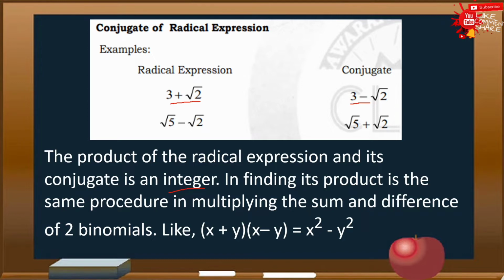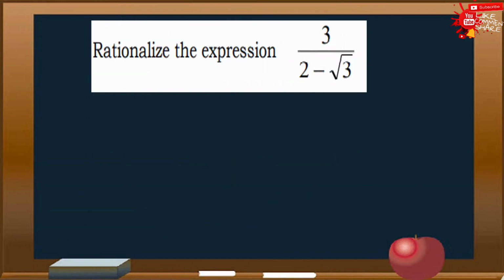At makikita po natin sa video na susunod kung ano yung magiging conjugate ng ating mga given na radical expression. Kagaya nito, 3 plus square root of 2. Ano ang conjugate niya? 3 minus square root of 2. Square root of 5 minus square root of 2. Ang conjugate niya is square root of 5 plus square root of 2.